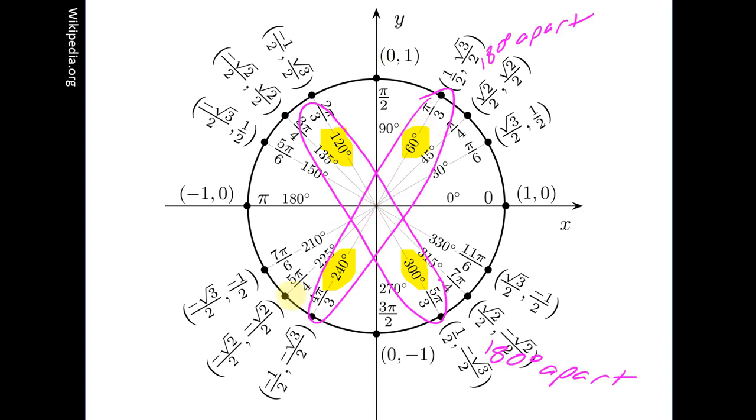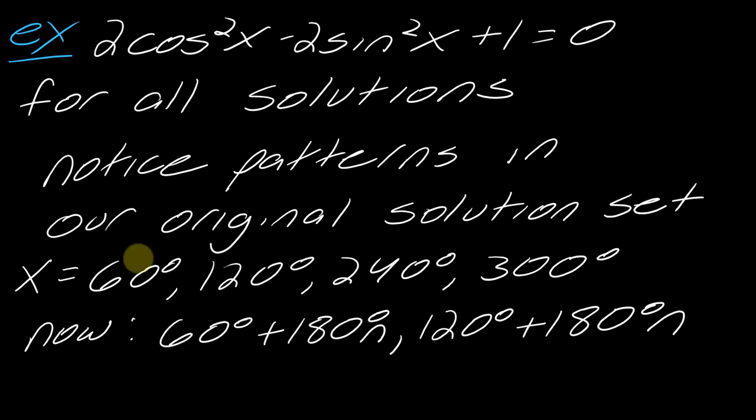So in this case, these 2 solutions are 180 degrees apart, as are these 2 solutions. So because these are 180 degrees apart, you can start here, and then every time you go 180 degrees around the unit circle, you hit a solution, and same for 120. So the format of our solutions will be 60 plus 180 degrees n, and 120 plus 180 degrees n.